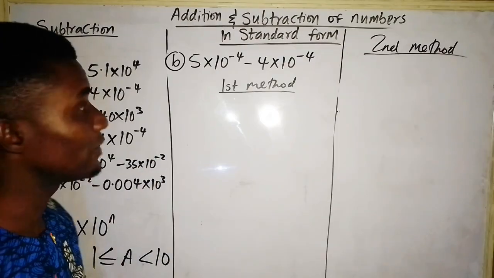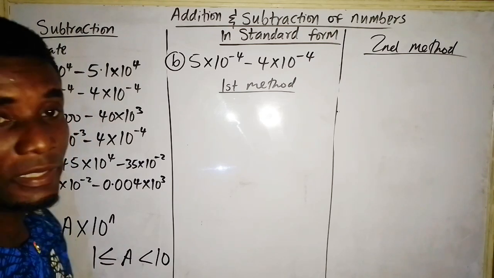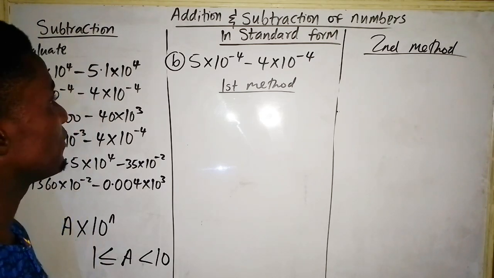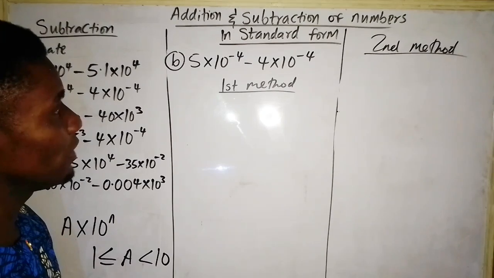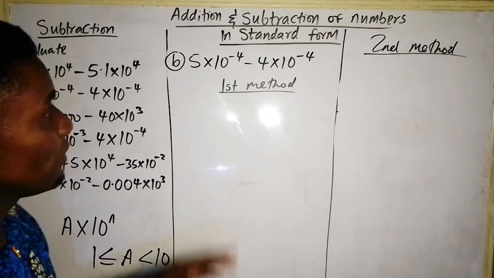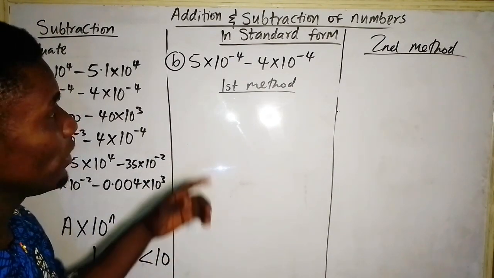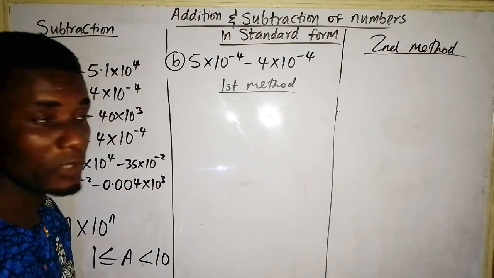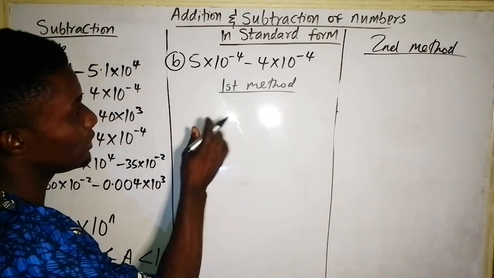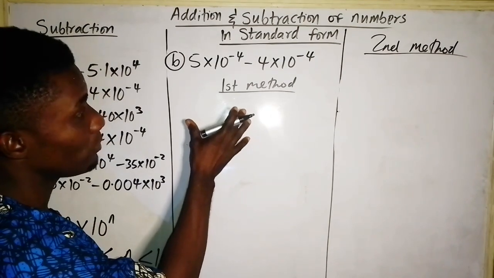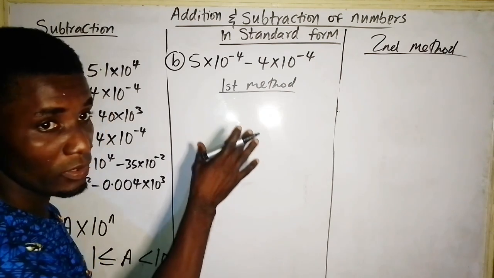Alright, so let's take the second example. The second example says subtract 5 times 10 raised to power minus 4 minus 4 times 10 raised to power minus 4. Now if you take a look at this second question, we're having a negative exponent. So how are we going to go about this? Let's use the first method by changing those numbers to ordinary numbers.